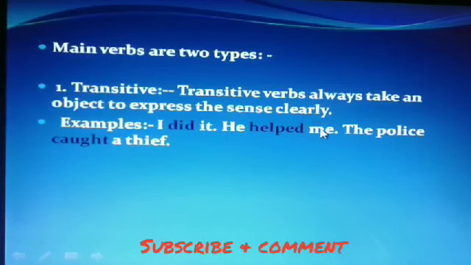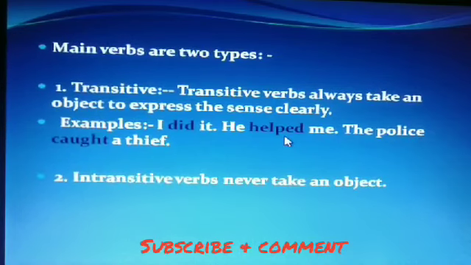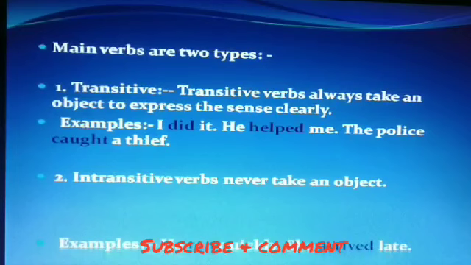Intransitive verbs are the opposite of transitive verbs, and they never take an object. When there is no object in a sentence, then the verb is intransitive. He is running very fast. Here there is no object. Now look at the examples. He ran quickly.